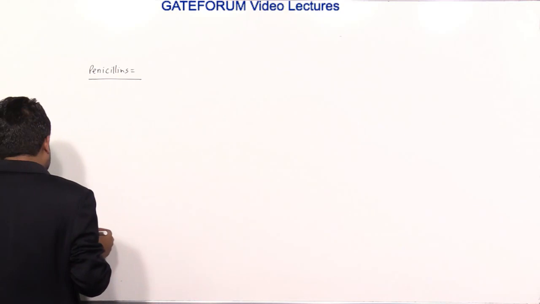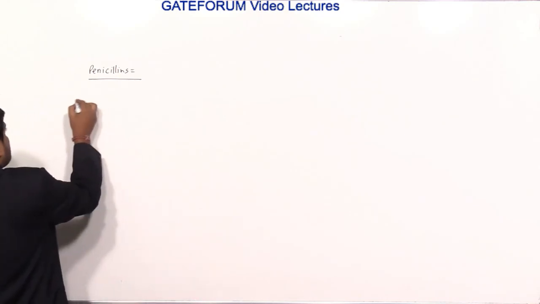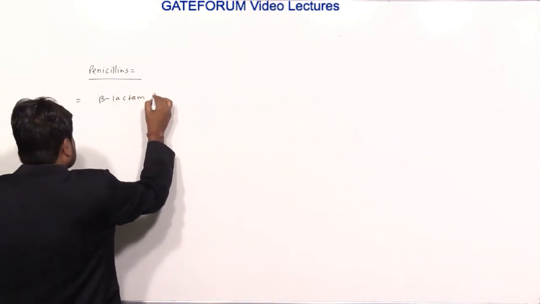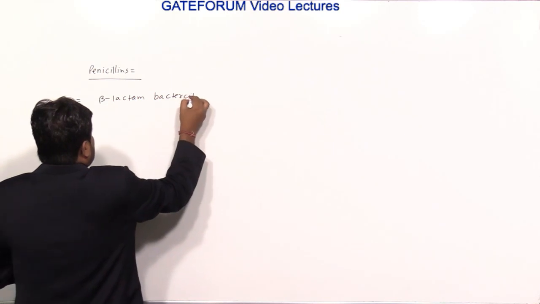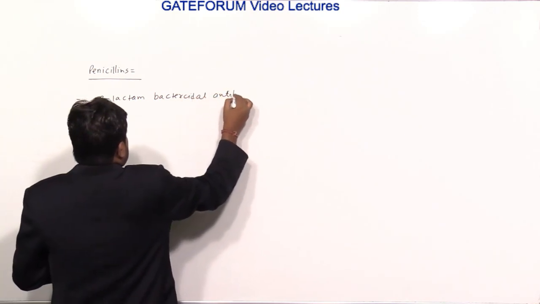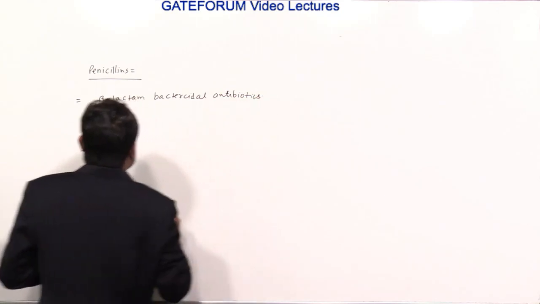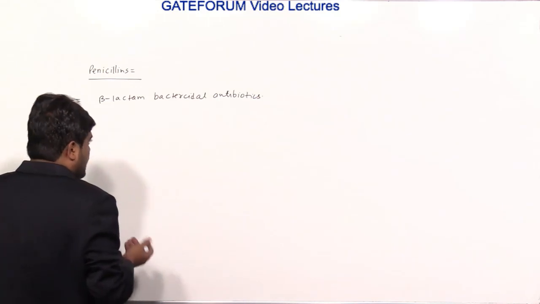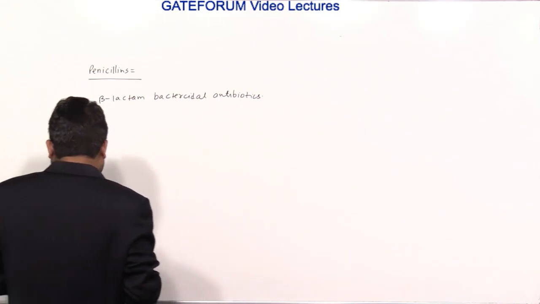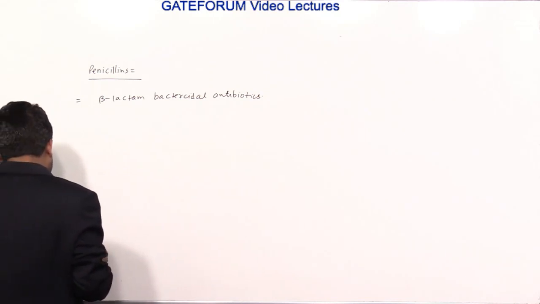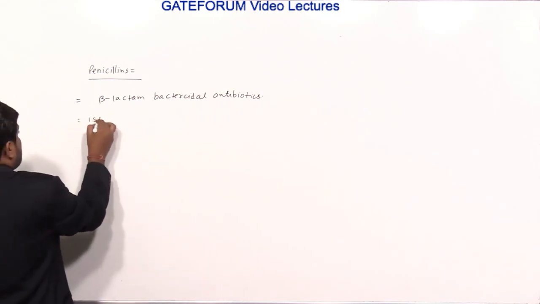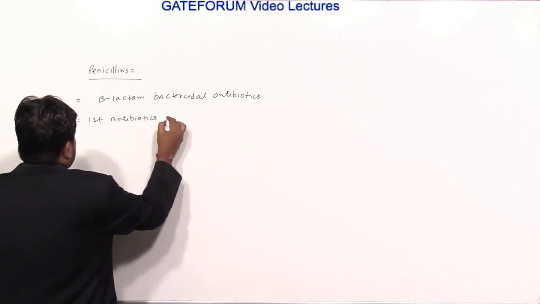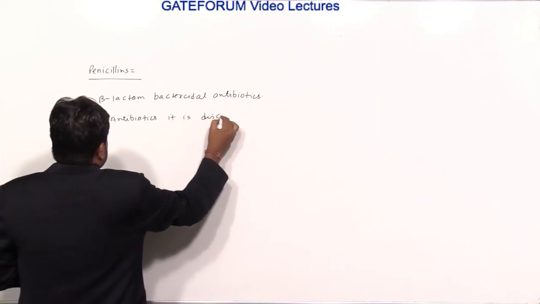Penicillins are a group of beta-lactam antibiotics. They consist of the beta-lactam ring, and they kill the bacteria, therefore they are called bactericidal. Penicillin was the first antibiotic to be discovered.